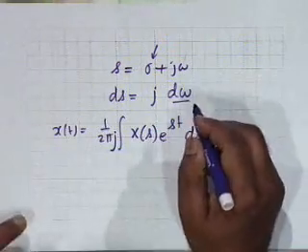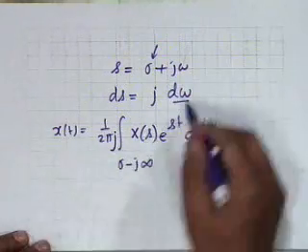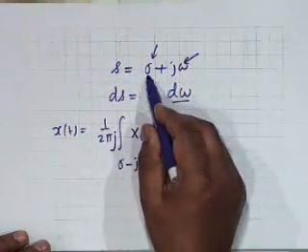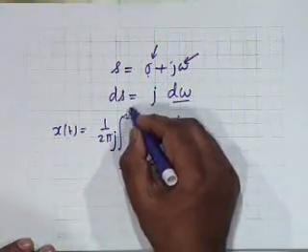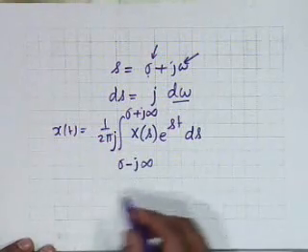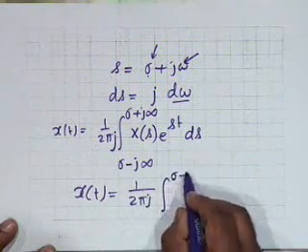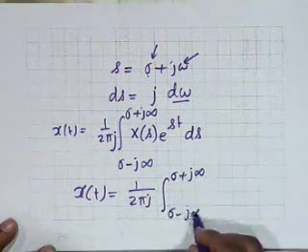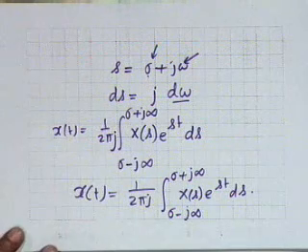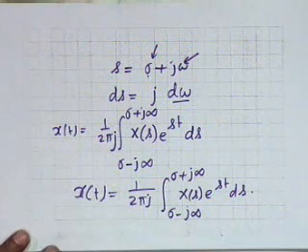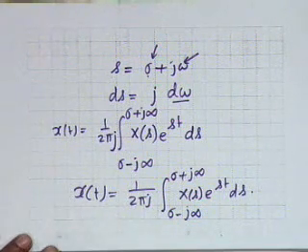And when omega goes to minus infinity, s goes to sigma minus j infinity. And when omega goes to plus infinity, s goes to sigma plus j infinity. And therefore this is my inversion formula, 1 by 2 pi j integral from sigma minus j infinity to sigma plus j infinity, capital X of s e to the st ds. That's right.